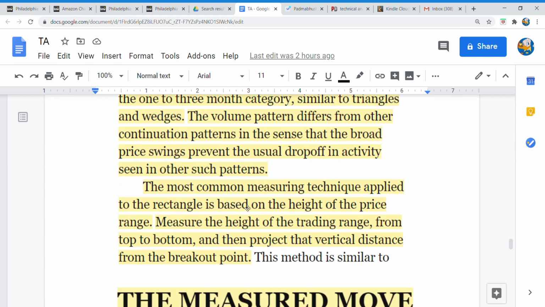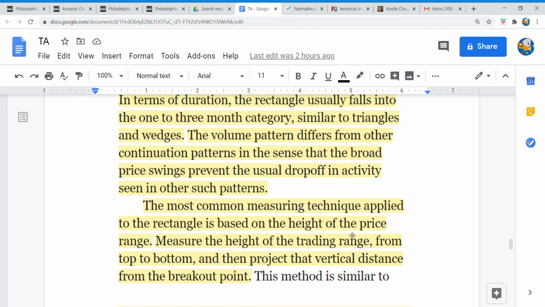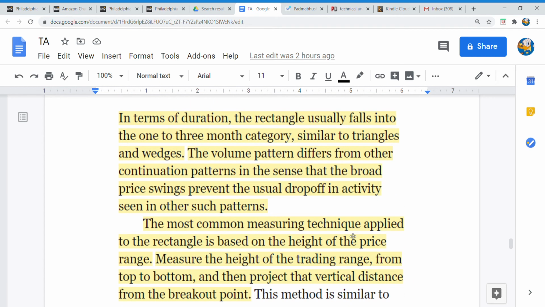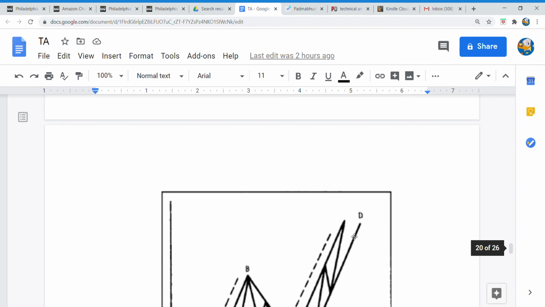The most common measuring technique applied to the rectangle is based on the height of the price range. Measure the height of the trading range from top to bottom and then project that vertical distance from the breakout point. The measured move.